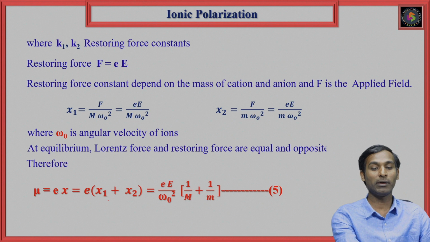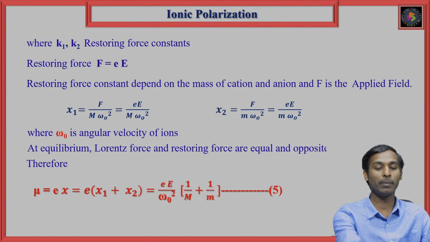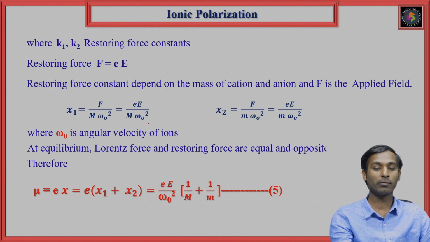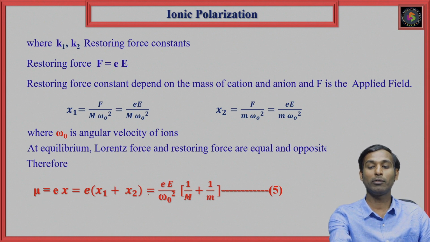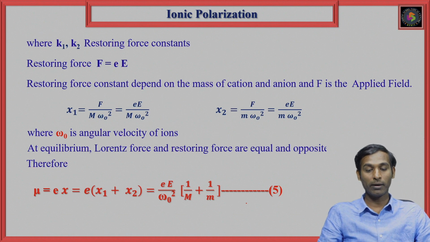Substitute here the x1 value, that is small e into capital E divided by capital M into omega naught square, and also substitute the x2 value, small e into capital E divided by small m omega naught square, right? Now take the common factor, charge into external electric field divided by omega naught square. Take this one as common: 1 by capital M plus 1 by small m. This is equation number 5, right?